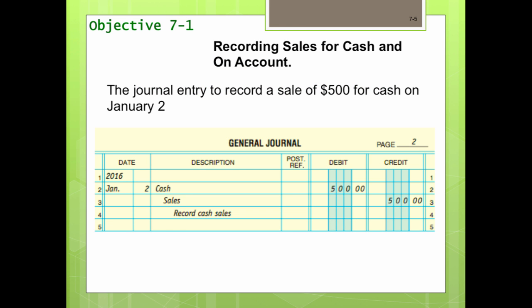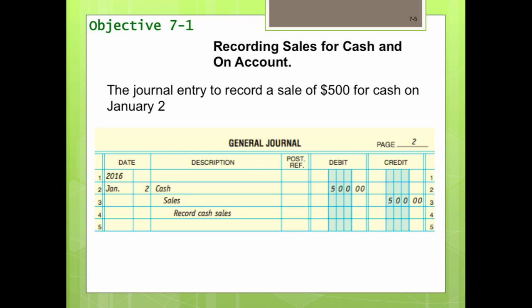In this presentation, the examples will be for a business known as Max Out. I think it's called Max Out Sporting Goods. The sales account is the primary revenue account for a merchandising company. So let's suppose a business sells merchandise for cash or on account. The journal entry to record a sale of $500 for cash on January 2nd is provided in this slide.